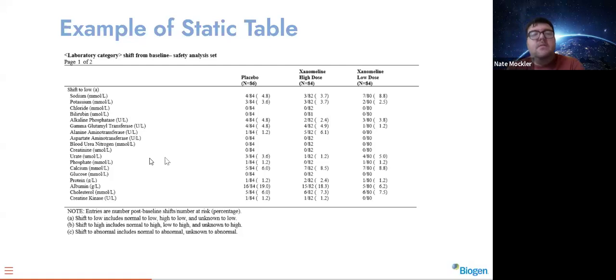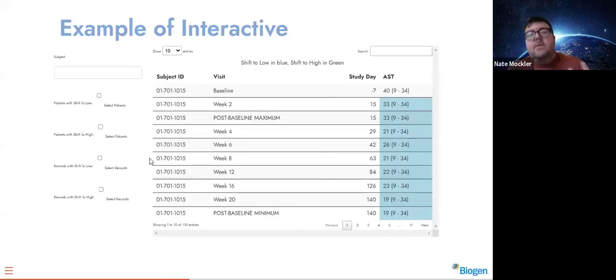So this is an example of your static table. You've all seen them before. That's certainly still a part of this. They're still having table 1, table 2, table 3, etc. But what we added is these interactive elements. So this is an example taken from one of the DMCs. It's obviously fake data. This is the CDISC sample data.